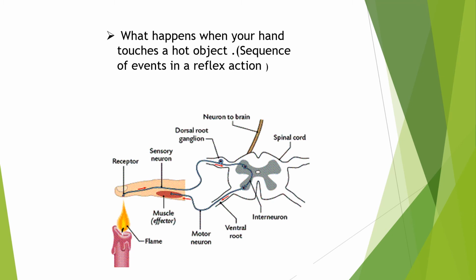What is the sequence of events in a reflex action? Here you can see the flame, and the fingertip just touches the flame. Sensory neuron is taking the messages to the spinal cord, and then the spinal cord is sending back the messages. There is an interneuron in the spinal cord, and the spinal cord sends the messages back via the motor neuron, and the motor neuron causes the muscle of the finger to contract, to pull the finger back from the flame.